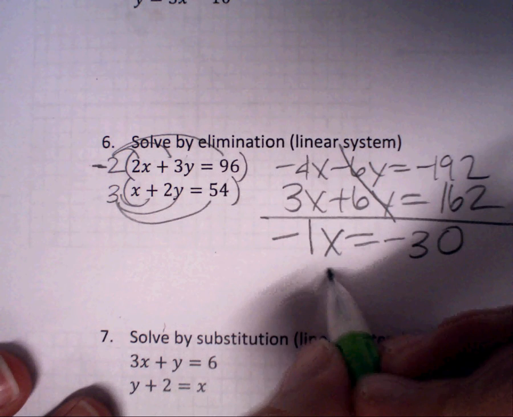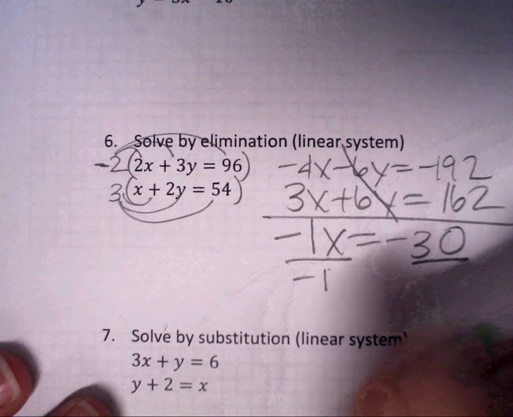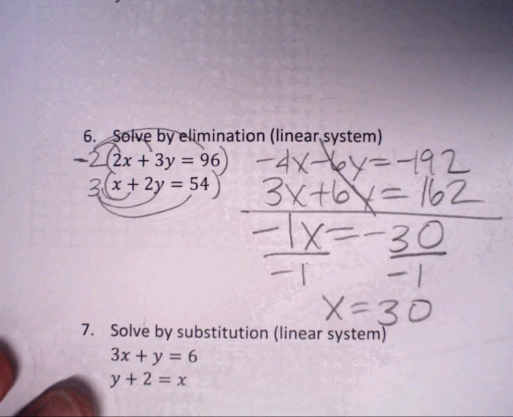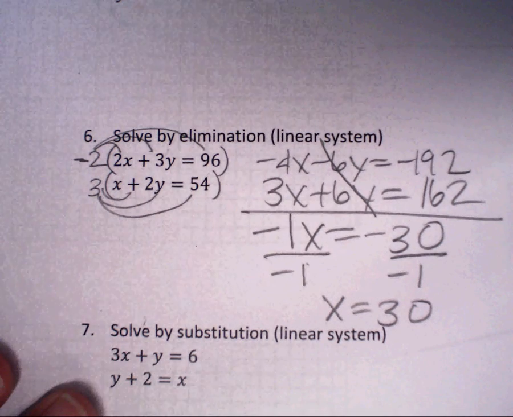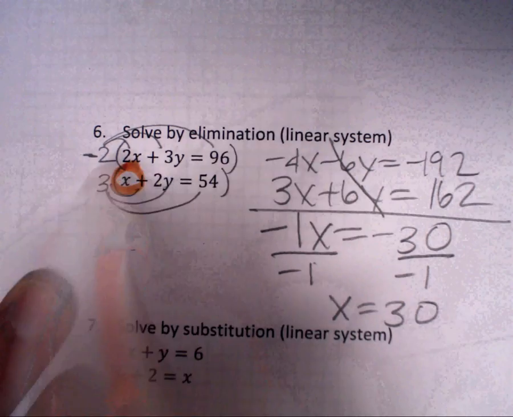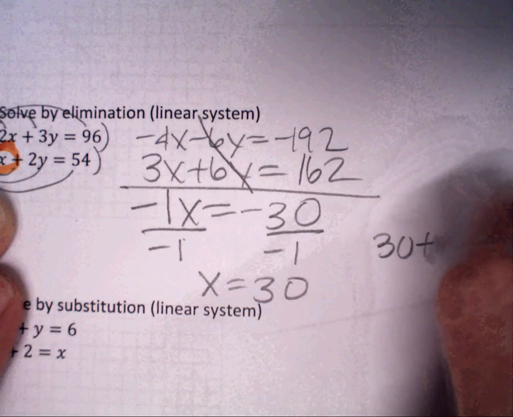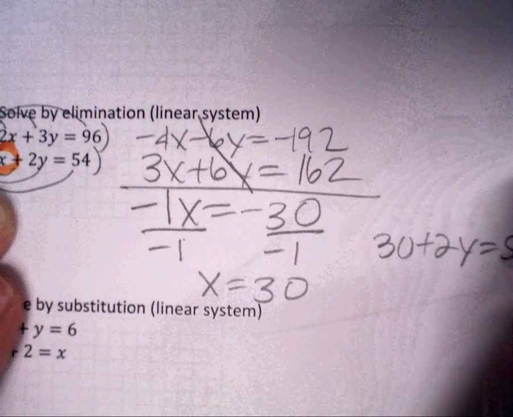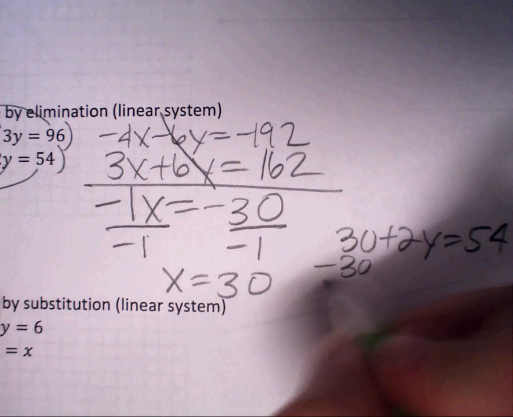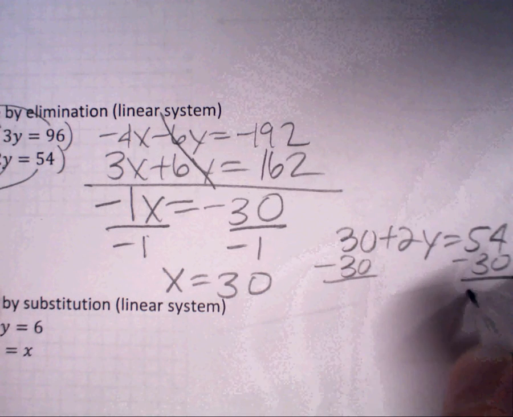So what happens is once you get a letter to eliminate, then you just add your two equations together. Whatever the signs are is what happens. And so then I end up having x to solve for, and x is going to be 30. So once I have the x, I can plug that x in anywhere. I think the easiest place would be this right here. And so in place of that x, I'm going to plug 30. So 30 plus 2y equals 54. I'm going to subtract 30 and solve for y.